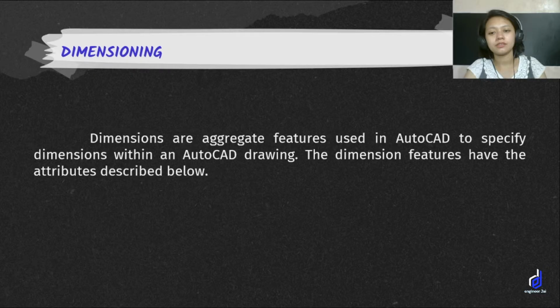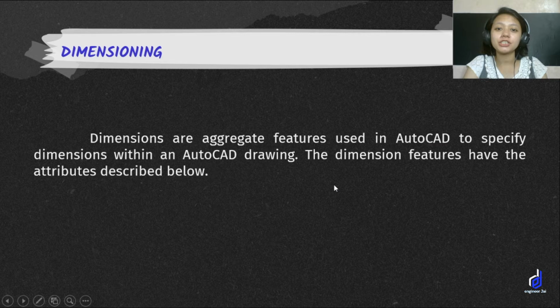So, dimensioning. Dimensions are aggregate features used in AutoCAD to specify dimensions within an AutoCAD drawing. The dimension features have the attributes described below. This is basic, but your drawing should always be well labeled and well dimensioned.